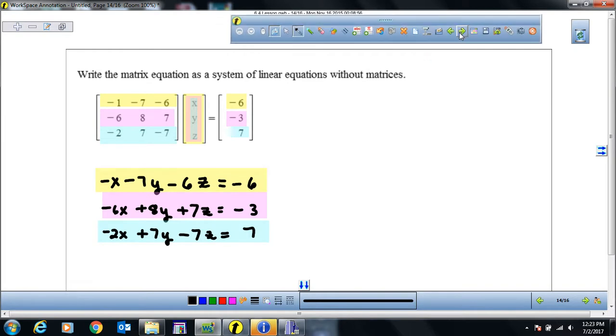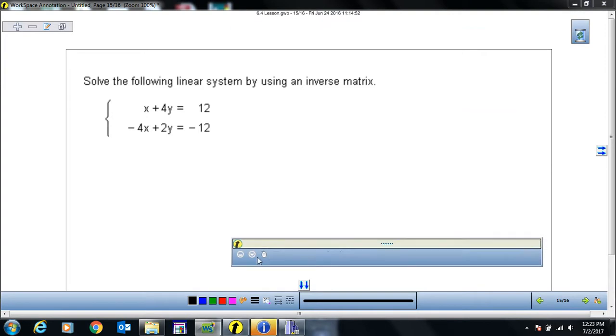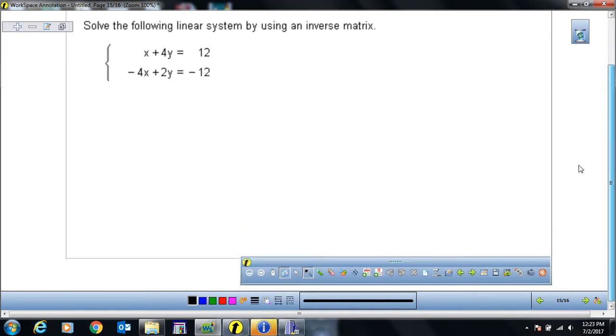And to finalize this section, we are going to answer one more problem here. We are going to solve the following linear system by using the inverse of the matrix. So, first thing we've got to do in this problem, we need to set it up so that it is in the form AX equals B. Okay, so we need to find A, we need to find X, and we need to find B.